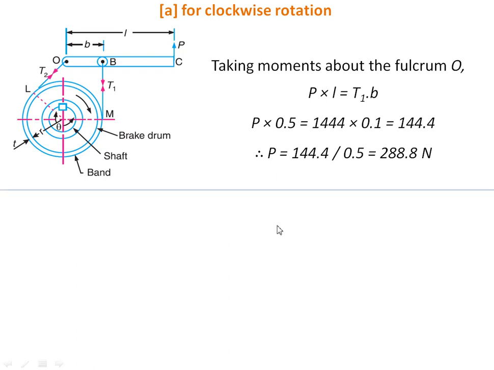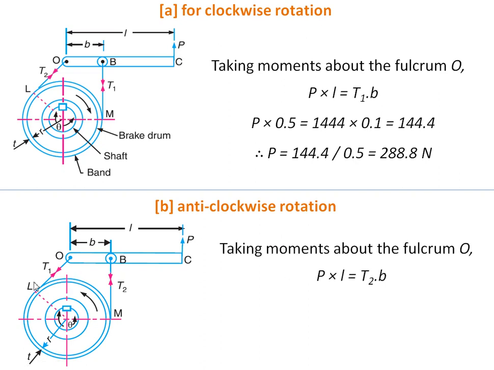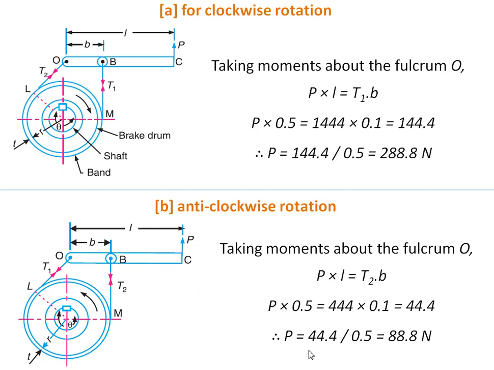And for anti-clockwise, again we are going to take moments. Here T1 passes through O, therefore moment due to T1 becomes 0. And T2 produces clockwise moment and P produces anti-clockwise moment. So here we know value of T2, we know value of B, we have L. So unknown force here is operating force. We can calculate it by substituting the known values, and hence we get the value of operating force P as 88.8 newtons in case of anti-clockwise rotation.